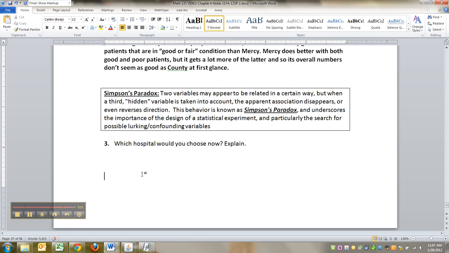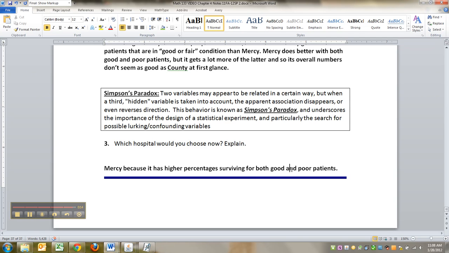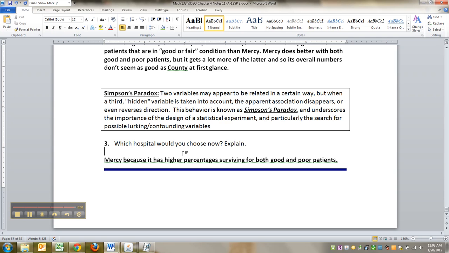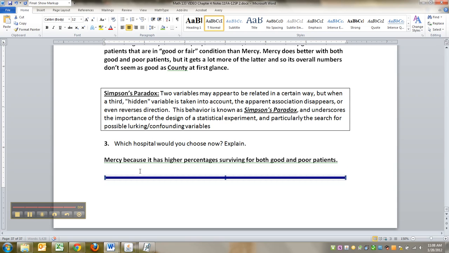So which hospital would you pick? I would definitely pick Mercy, because it has higher survival rates for both good and poor patients. So you're seeing that the patient condition, good and poor, is a lurking variable in those original numbers, and it makes Mercy seem artificially low.